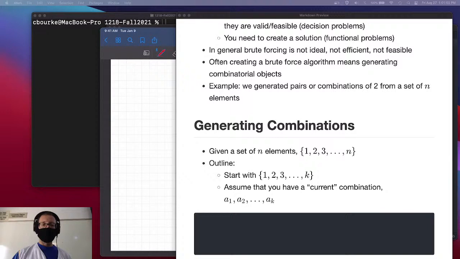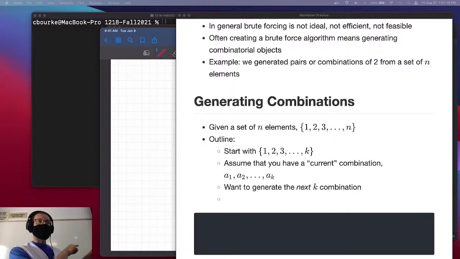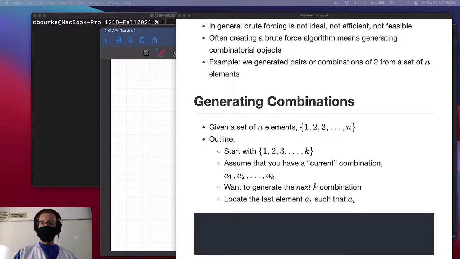We're selecting a subset of size K. Now what we want to do is generate the next K combination. So the first thing we're going to do, just like I described, is locate the last one that is not maxed out. We're going to locate the last element, A sub I, such that A sub I is not equal to N minus K plus I. It just turns out that that's the equation for counting in an arbitrary base system.